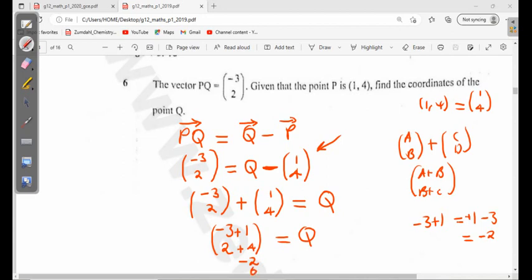Now the question is saying find the coordinates. So if you want to write it as a coordinate, then Q is going to be equal to what is on top, the x value, negative 2, comma, what is down, the y value. This is the answer that you want as a coordinate, not as a vector. So this is a vector, this is a coordinate, and we want a coordinate. So the answer is negative 2, comma 6.